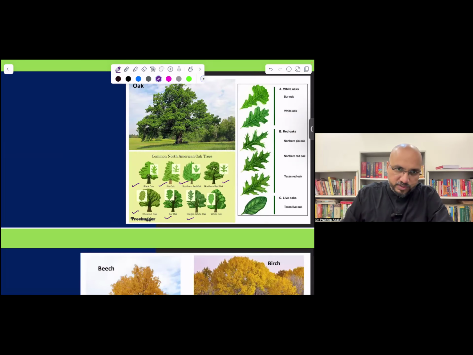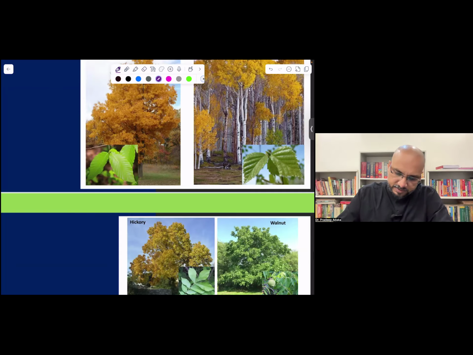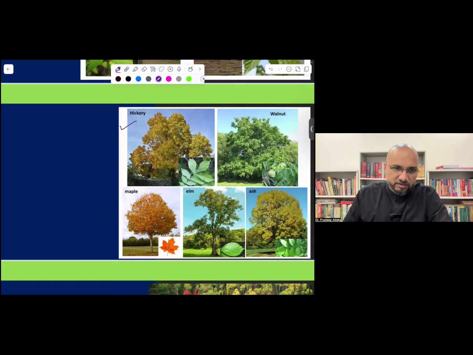So this is the temperate deciduous forest. After oak, you have beech. You have birch tree. This birch we have also seen in the taiga biome, so we can find birch in the taiga biome also. Then you have hickory, walnut, maple. On the flag of Canada, you can see the maple tree. You have elm, you have ash. So these are some of the common trees that are found in the temperate deciduous forest.